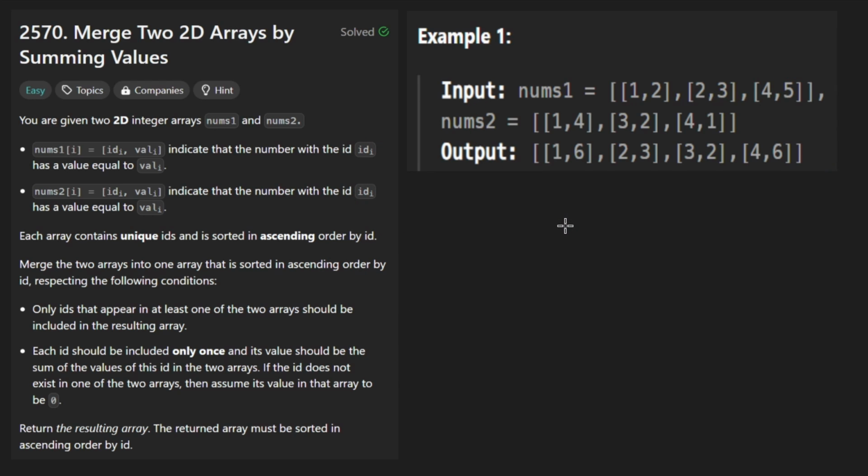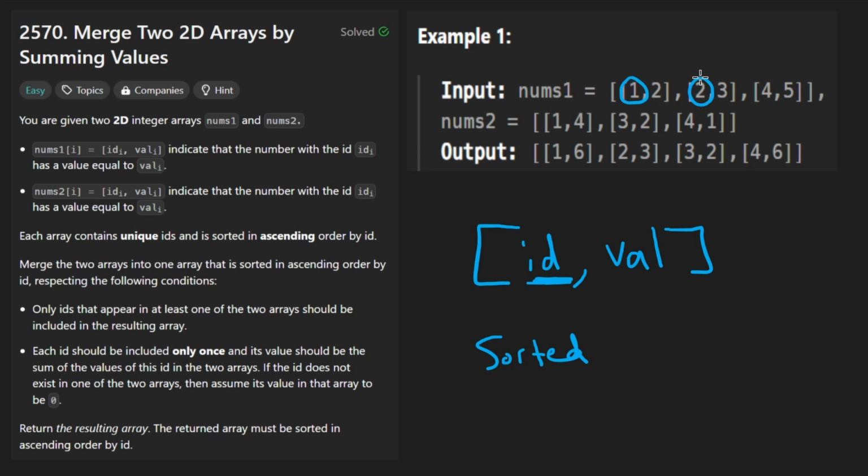So the idea here is we're given two arrays. You notice that each array has a bunch of pairs in it. The way each pair works, the first is the ID and the second is the value. And each array is sorted based on the ID of each pair. You can see that for nums1, the first pair has an ID of 1, the next one has 2, the next one has 4. And the second array has an ID of 1 and 3 and 4.